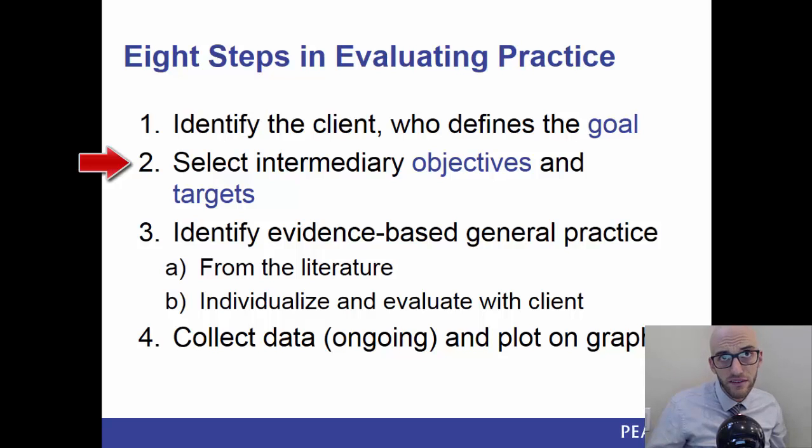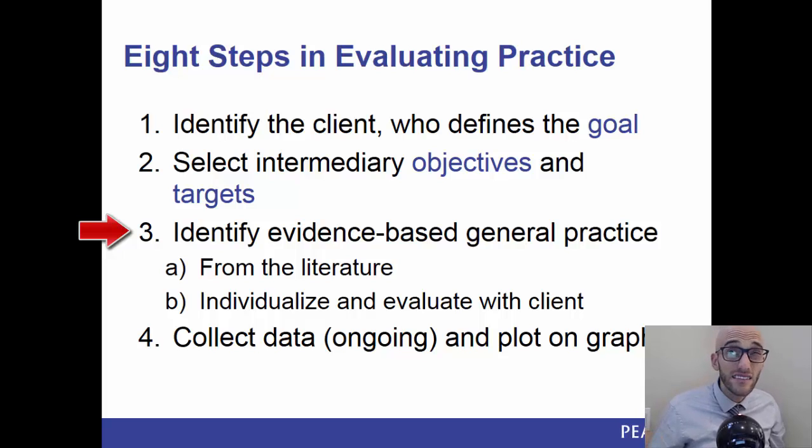You could also put number of social interactions that somebody has per day, or number of self-care activities partaken in a day. There's a few different ways that you can measure something as complicated and multifaceted as somebody's mood and mental health. The third step is to identify evidence-based general practices.